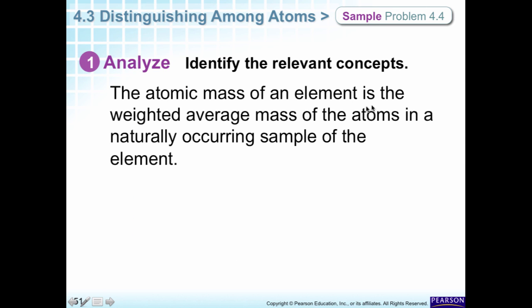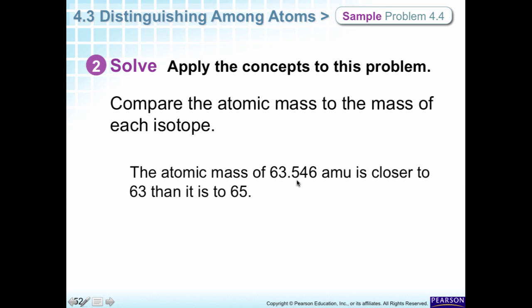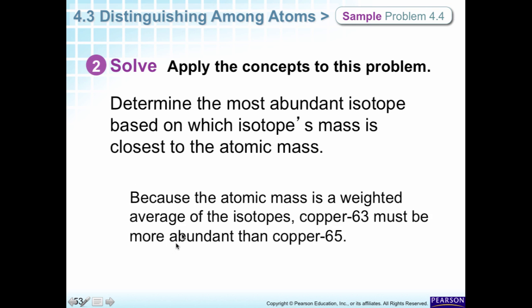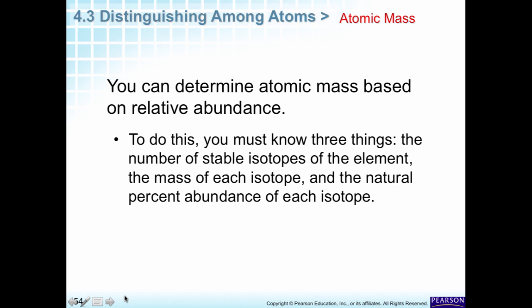The atomic mass of an element is the weighted average of the atoms in a naturally occurring sample. So that's our definition. So we compare the mass. Here's the actual atomic mass. Here's the mass number. We ask ourselves, as I said, which one is it closer to? Determine the most abundant isotope based on which isotope's mass is closest to the atomic mass. And so it's a weighted average. Copper 63 must be more abundant than copper 65 because it's closer to it.